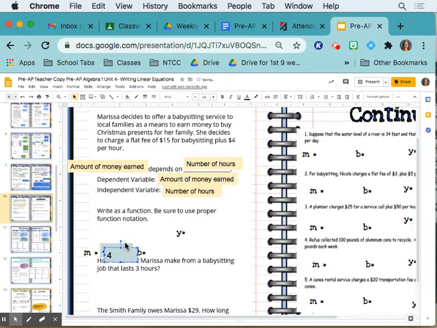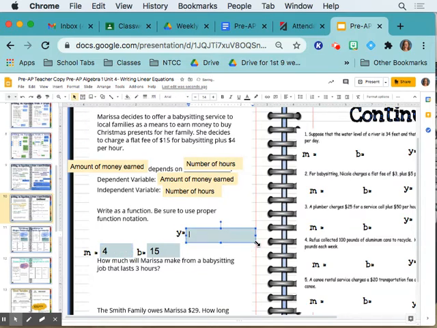Okay. Then what is our B value? What is our initial amount? 15. So then we need to write our equation. 4x plus 15.